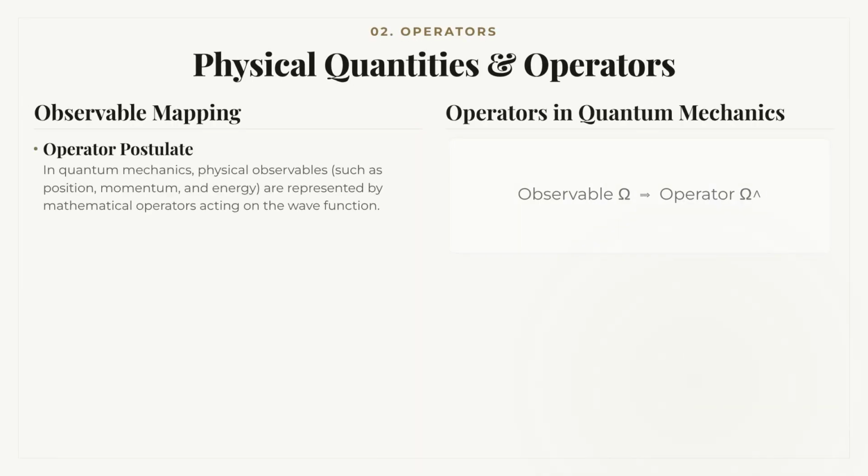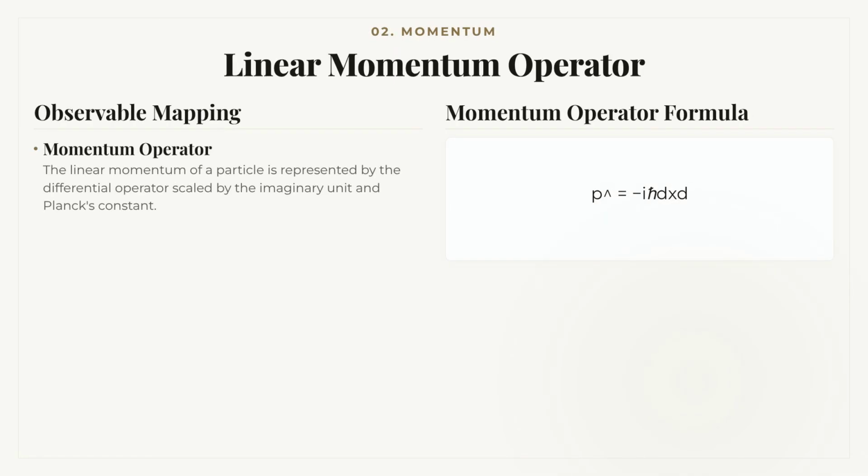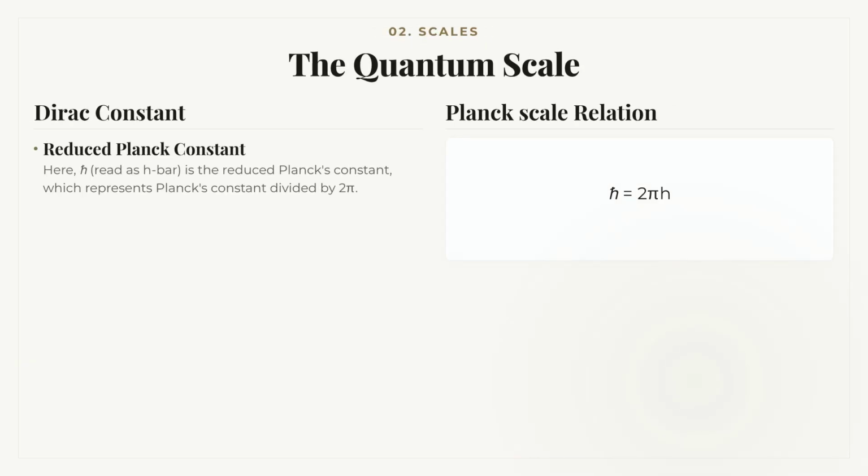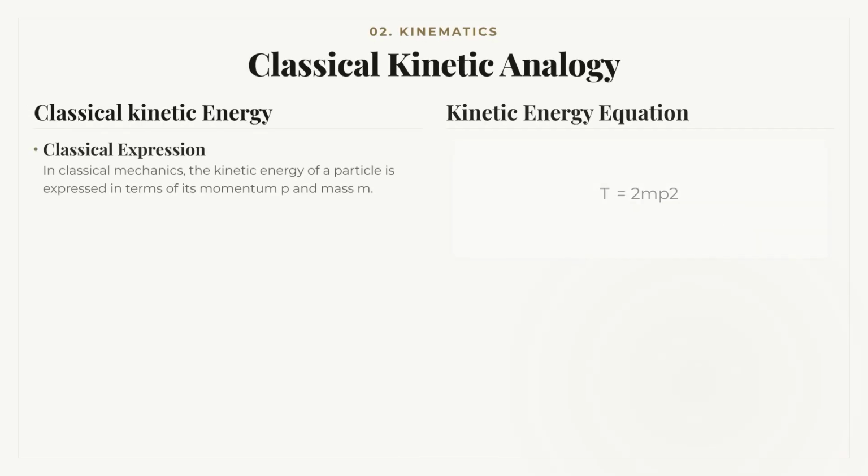In quantum mechanics, physical quantities are represented by operators. The linear momentum of a particle is represented by the operator minus i h-bar d by dx, where h-bar is Planck's constant divided by 2 pi. The classical expression for kinetic energy is p squared divided by 2m, where p is the momentum and m is the mass of the particle.